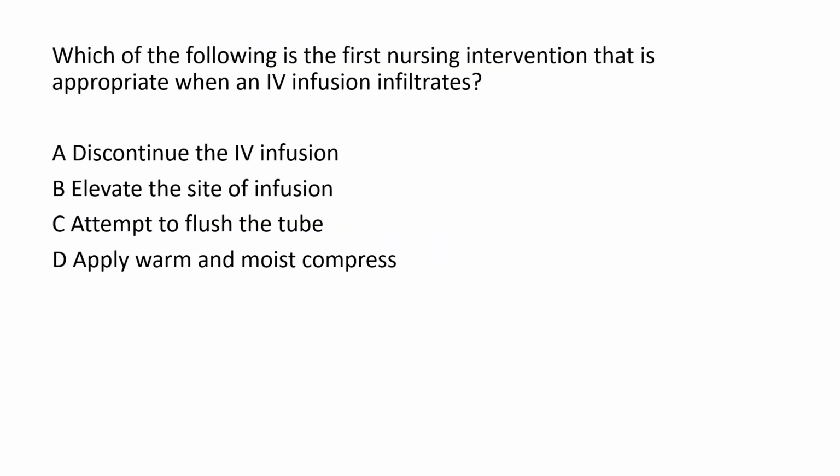Which of the following is the first nursing intervention that is appropriate when an IV infusion infiltrates? A. Discontinue the IV infusion. B. Elevate the site of infusion. C. Attempt to flush the tube. D. Apply warm and moist compress.